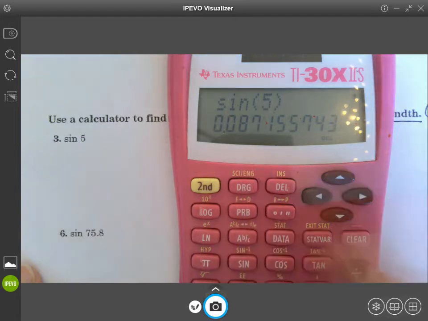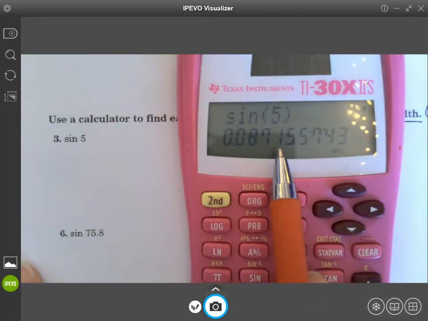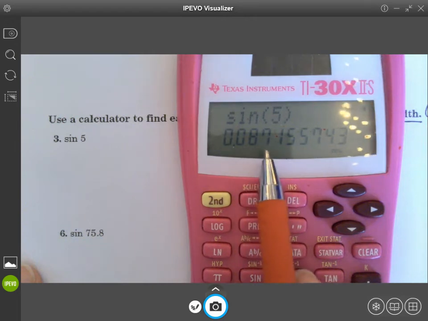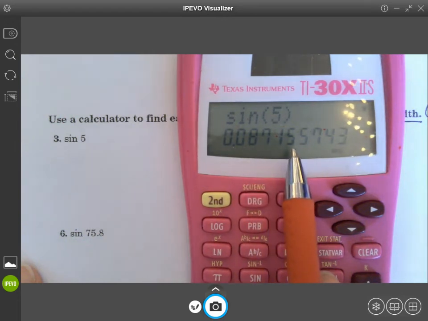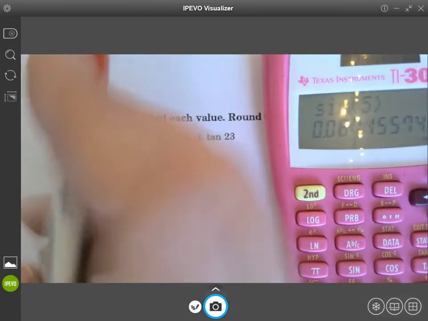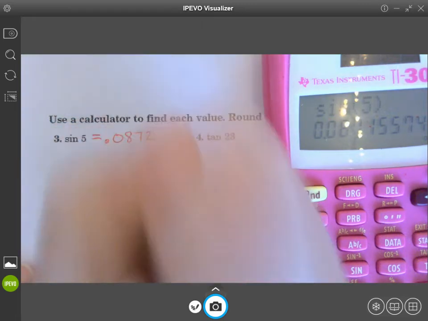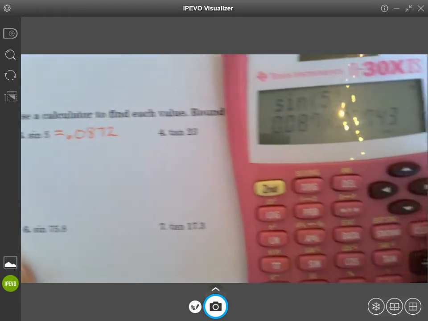Did you get the decimal? Yeah. All right, so nearest 10,000. 1, 2, 3, 4. So 10th, 100th, 1000th, 10,000th. The 5 tells you to round it up. So 0.0872. All right, let's do one more.